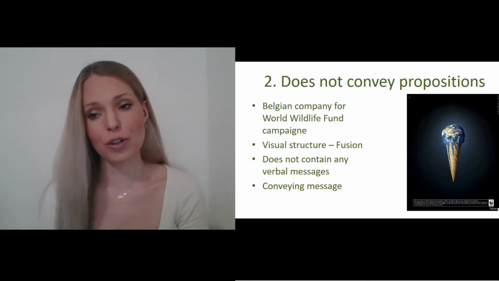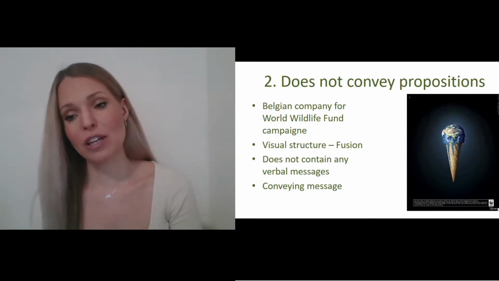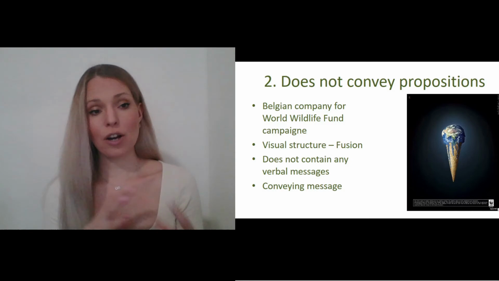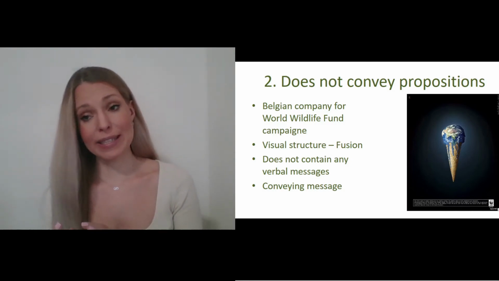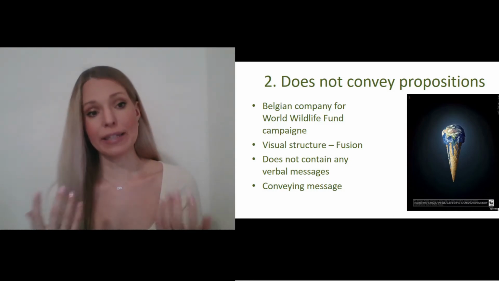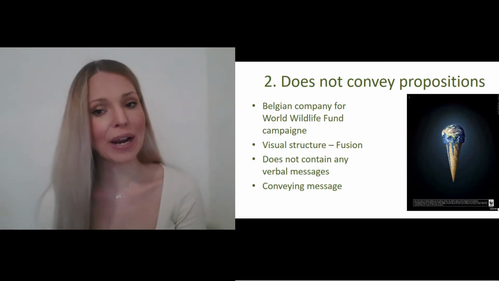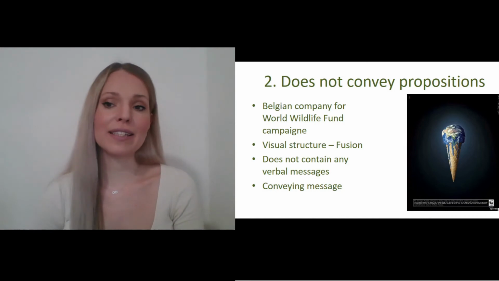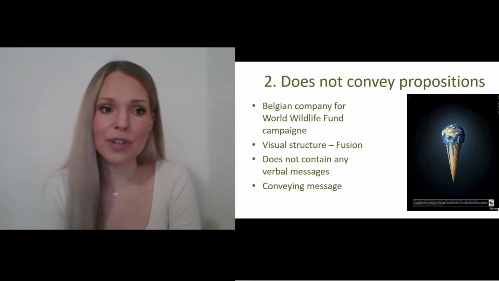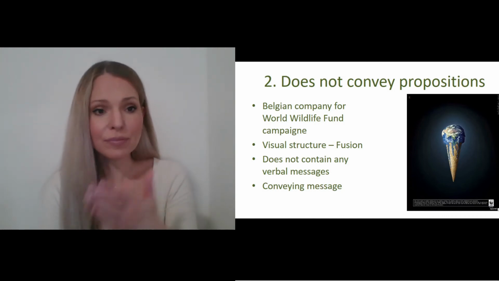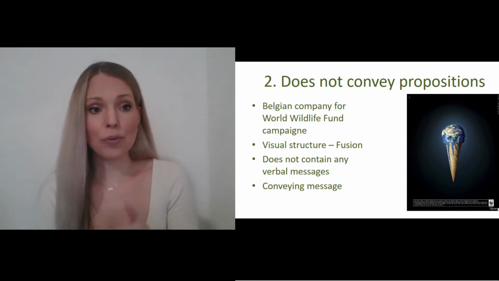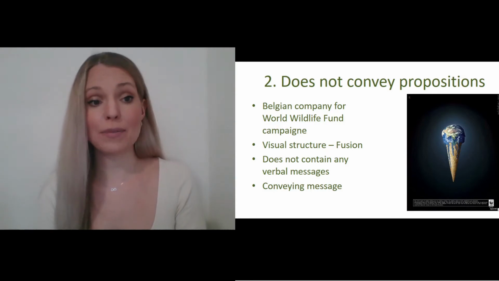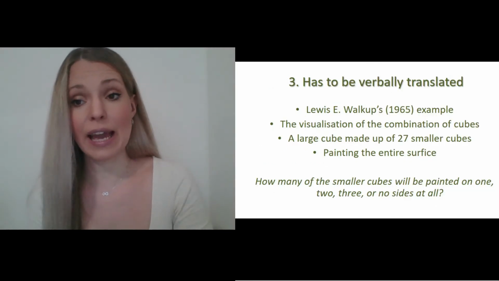And lastly, this one is a Belgian company for World Wildlife Fund, this campaign, and this is the visual structure that I've chosen for you as the last image, which is going to be fusion. It fuses together an ice cream and the globe itself, and the globe's colors themselves, and it's melting like an ice cream. So practically it is conveying a message. There is no way that images cannot propose something or state something. This is stating that our globe is melting. We need to get something done in order to stop this, because it's getting there.